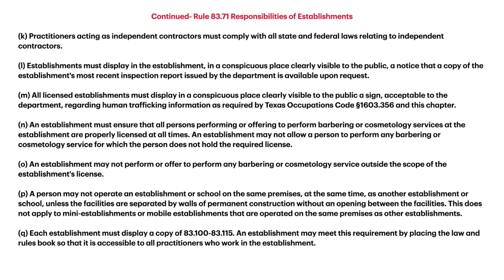P. A person may not operate an establishment or school on the same premises at the same time as another establishment or school unless the facilities are separated by walls of permanent construction without an opening between the facilities. This does not apply to mini establishments or mobile establishments that are operated on the same premises as other establishments. Q. Each establishment must display a copy of this chapter. An establishment may meet this requirement by placing the law and rule book so that it is accessible to all practitioners who work in the establishment.